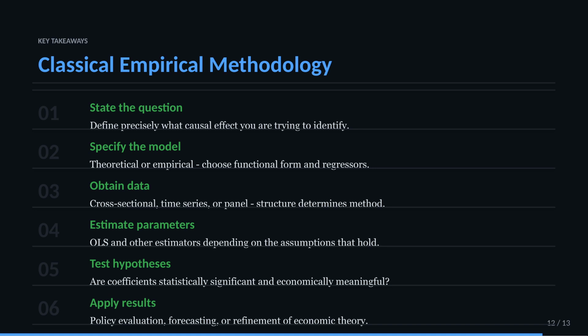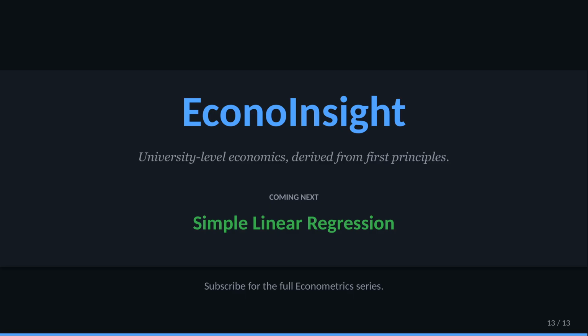To summarize, econometrics gives economics a quantitative language for evidence. It helps us define models, estimate effects, distinguish correlation from causation, and evaluate policy claims with data rather than intuition alone. We have introduced the econometric model, the main data structures economists use, and the causal benchmark that motivates empirical design. In the next episode, we turn to simple linear regression.